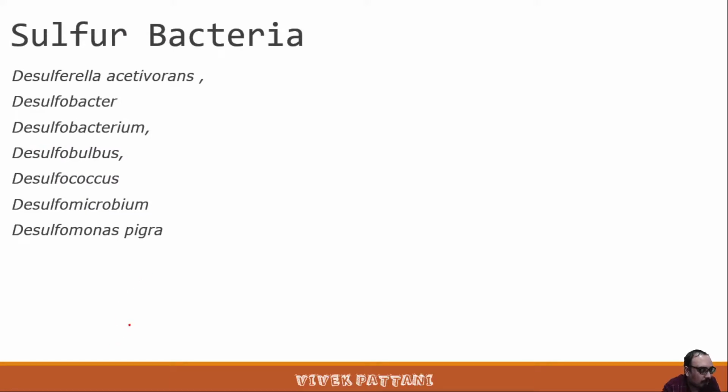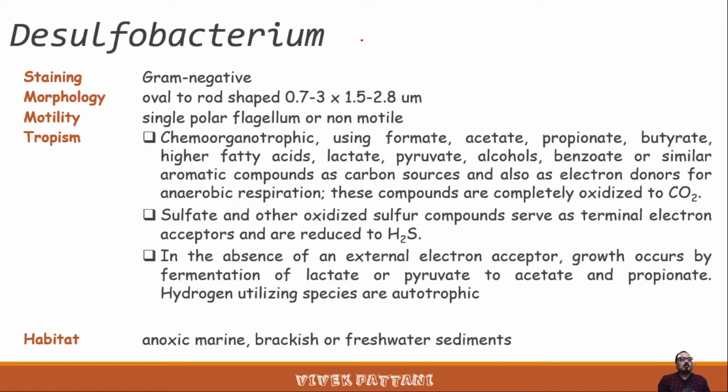Now moving forward with the next group, which will be the last group of today: the sulfur bacteria, of which the first one is Desulfurella acetovorans, then Desulfobacterium, Desulfobulbus, Desulfococcus, Desulfomicrobium, and Desulfomonas pigra. This is a very diverse group of bacteria, and some of them are also involved in photosynthesis.